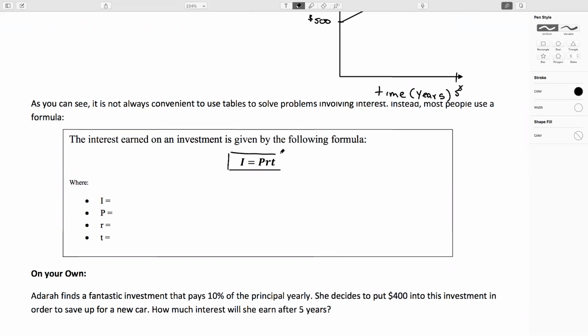Now, each of these values is a variable. I is going to be your interest rate, or sorry, your interest earned. P is going to be the principal invested. R is going to be your interest rate.